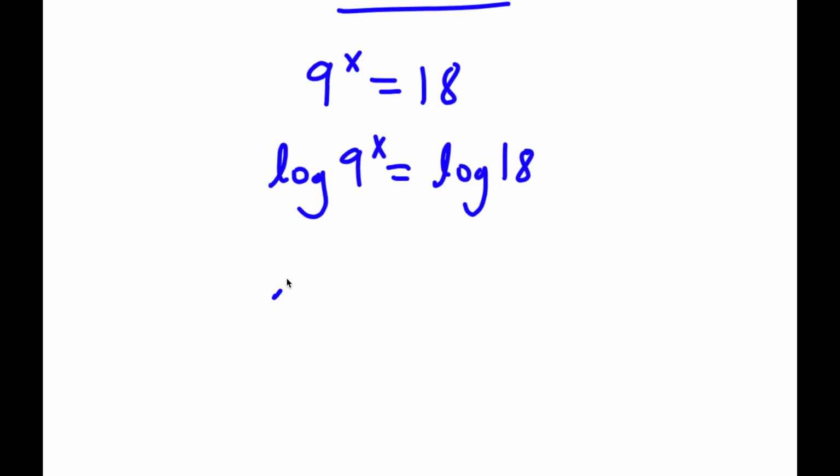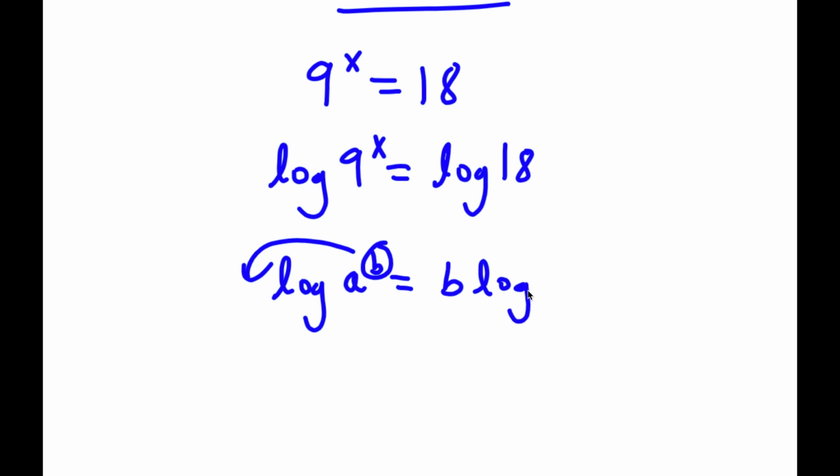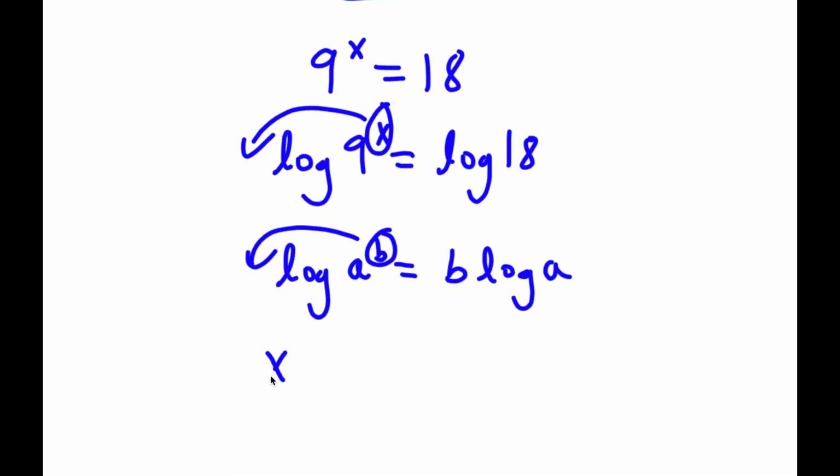Now if I have something in the form log(a^b), I can actually move this exponent b to the front. So this is going to equal b times log a. In this case, I have log(9^x), and I can move x to the front. So that's going to equal x times log 9, which is equal to log 18.